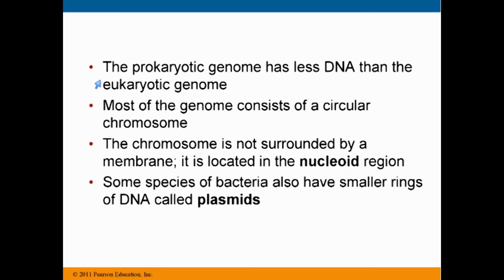The prokaryotic genome has less DNA than the eukaryotic does. The genome is circular, so one circular chromosome. This chromosome is present in the nucleoid region, so there's not a membrane-bound nucleus present. There are also some species of bacteria that have small rings of DNA called plasmids that may exist, and these plasmids can be exchanged from one prokaryote to another.